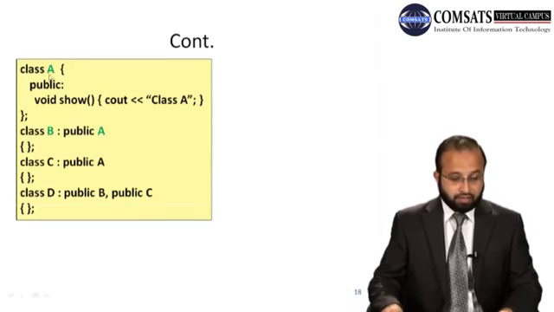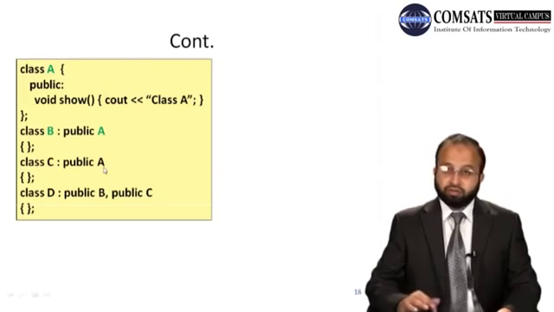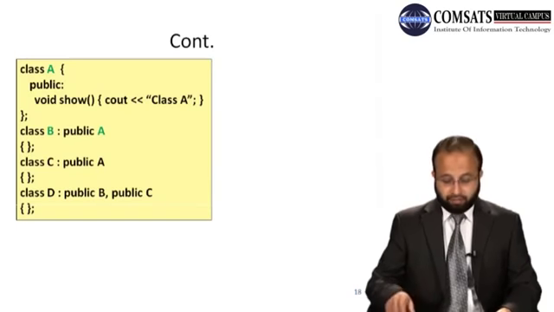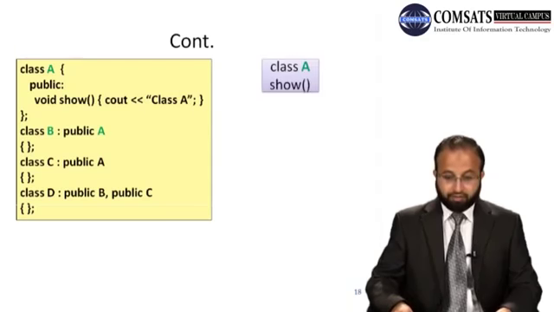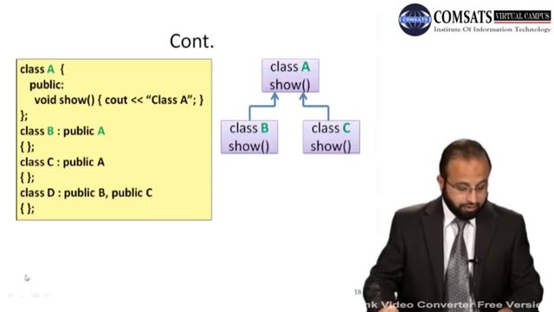The other confusion or ambiguity is of the same type. For example, we have a class A, class B inherited from class A, and class C inherited from class A. ठीक है. B और C दोनों inherited हैं class A से. Now we have created a class D that is inherited from class B and class C. So this is the hierarchy. We have a class A that has a function show. We have class B and class C that are inherited from class A. So यहाँ पर हमारे पास show function नहीं है.